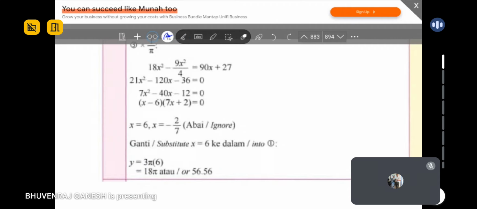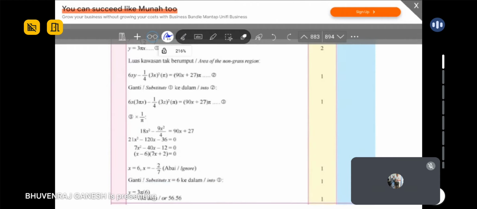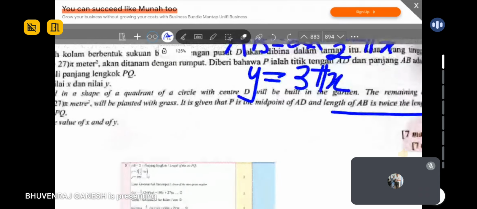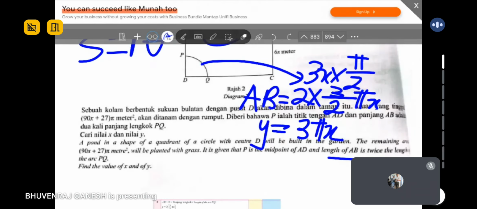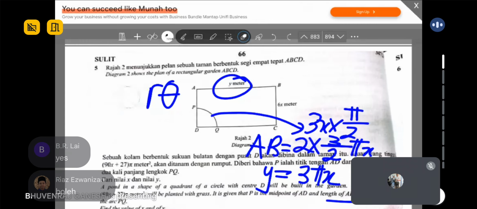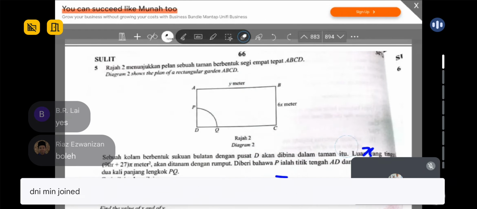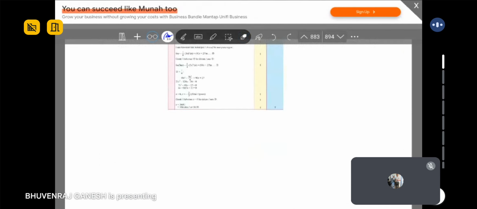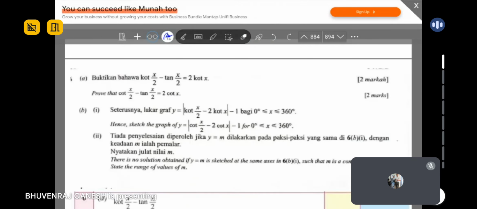Soalan ni 7 markah tau guys. Jangan main-main. 7 marks this question. Just one question 7 marks. So can score right? Boleh score kan 7 markah ni. Sangat senang lah guys. Very simple. Just don't make careless mistakes. Jangan buat kesilapan cuai. You can get the 7 marks already. Okay? Alright, next question guys.